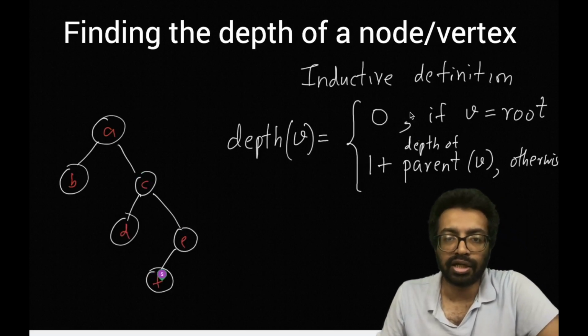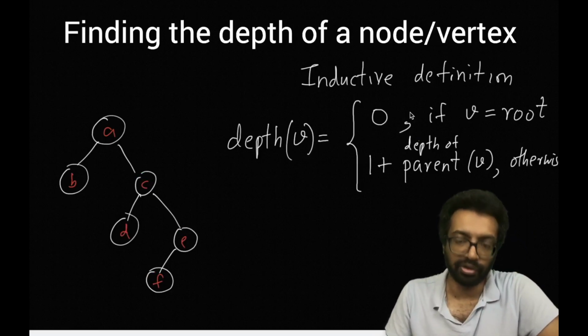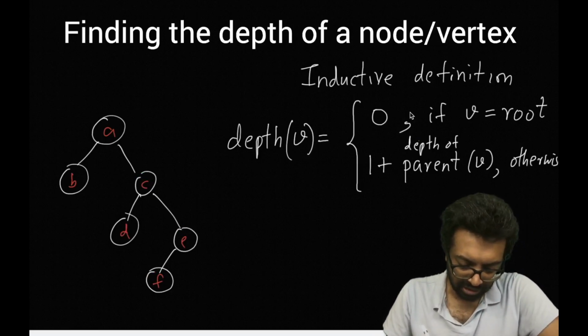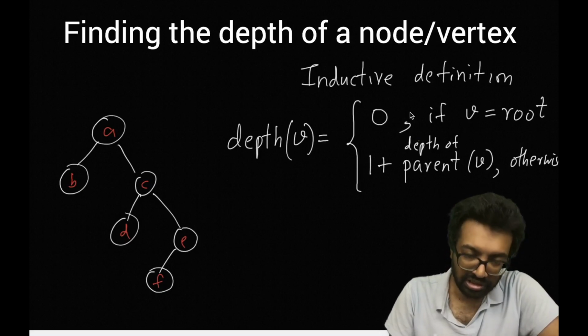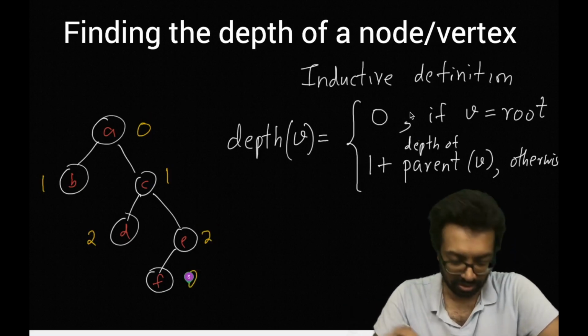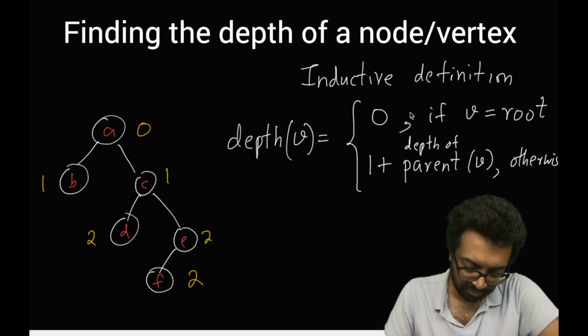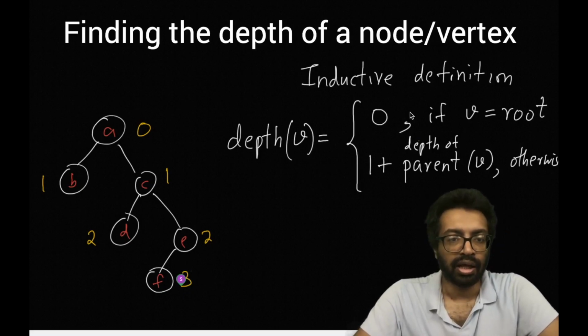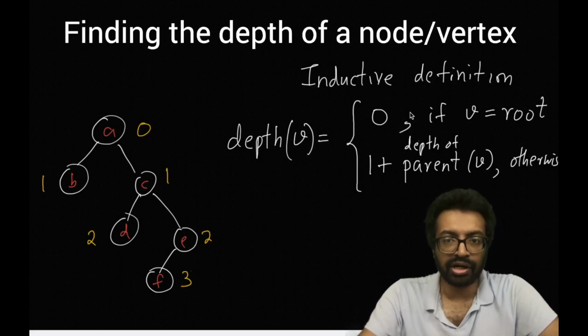Let me just write down the depth at every node. What's the depth at A? 0. Depth at A is 0. Depth at B is 1. C is 1. D is 2. E is 2. F is 2. Sorry, F is 3. Is that correct? Yeah.